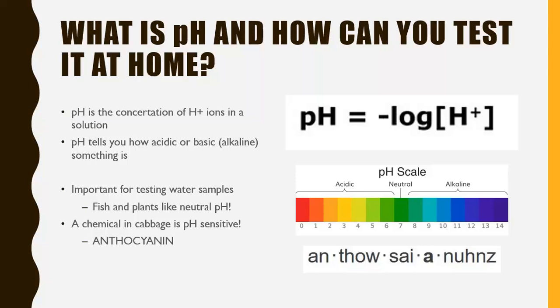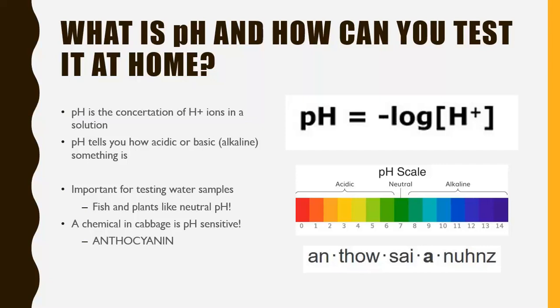You don't want to be drinking acidic water, and neither do fish or plants, which is why testing pH is important. We can sample water from different environments and see if it is going to be harmful to the living organisms there. This information can be used to try to remedy the pH imbalance in the environment. But first we need to know what the pH is.